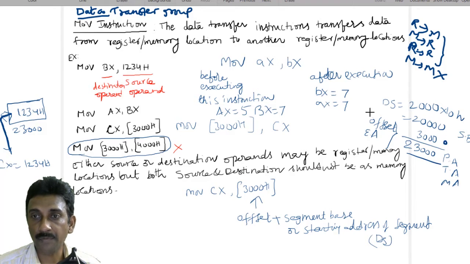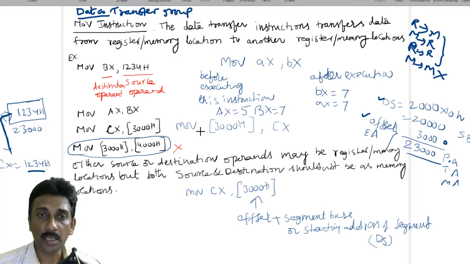This 3000h is the offset and this is the segment base value. Combined together, we get a physical memory address, or a total address, whatever we call it. The name is not important, but the total address is this one. So the information will reside at the 23,000h memory location. In the 23,000h memory location we have data like 1234h. Let us imagine that. After executing that instruction, this 1234h data is moved, or copied, into cx.